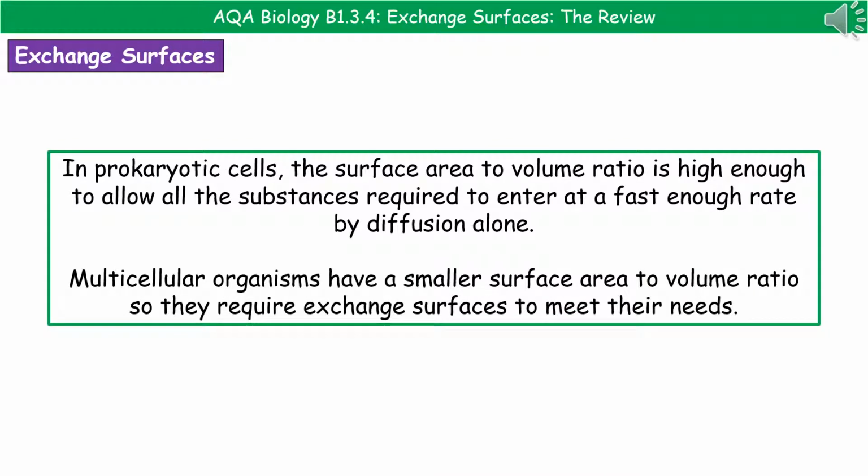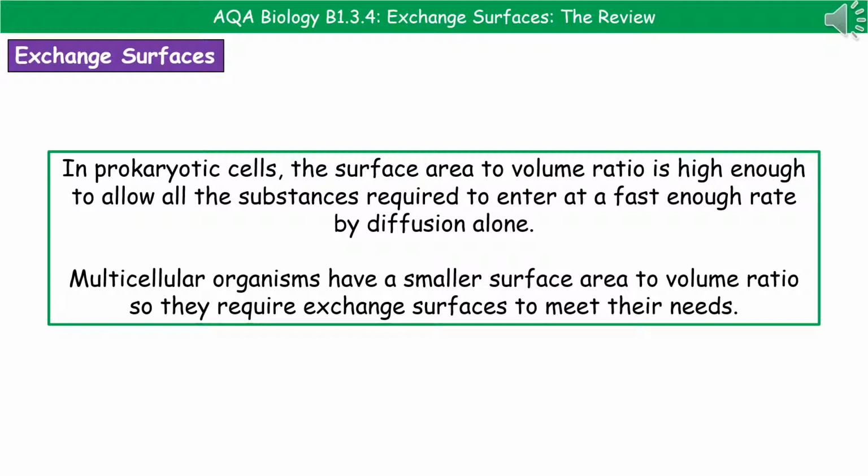When we come to consider living organisms then, if we think about prokaryotes first of all, then the surface area to volume ratio of prokaryotic cells is actually high enough to allow all the substances that they require to enter at a fast enough rate by diffusion alone. So they don't need anything else to let them get the substances they need to exist.